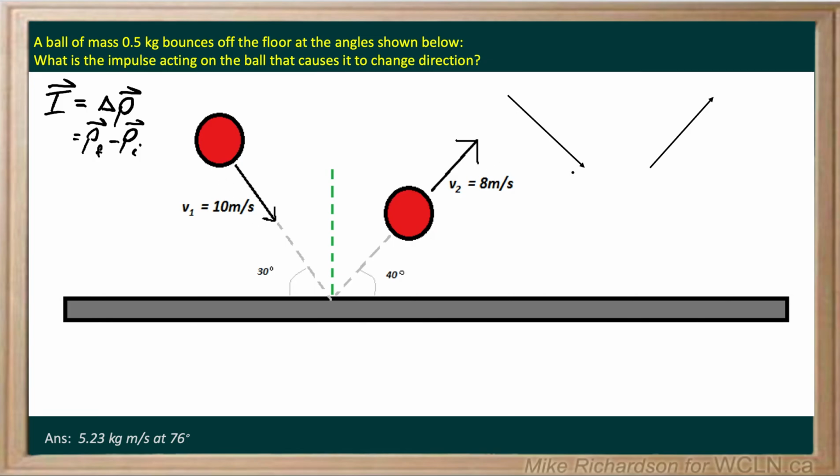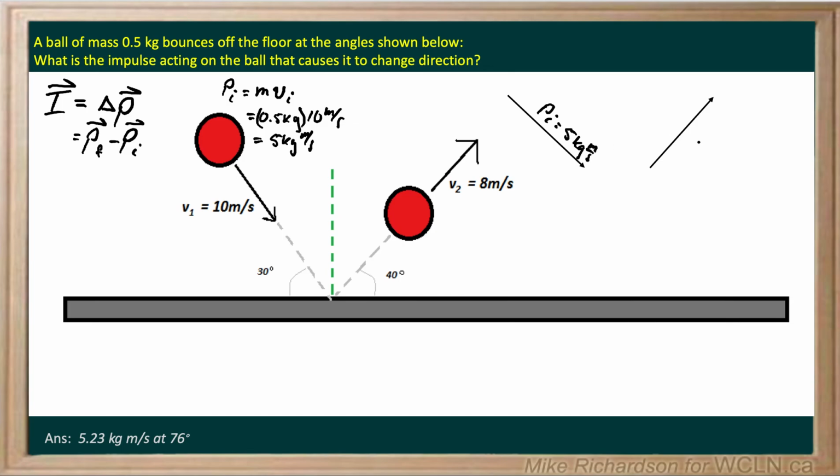So I've drawn these arrows on the right-hand side here to represent our momentum vectors. So initially, we've got a 0.5 kilogram ball moving at 10 meters per second. So P initial, I just go mass times velocity initial, and I end up getting 0.5 kilograms times 10 meters per second. And that gives me an initial momentum of 5 kilogram meters per second. So this initial momentum right here, P initial, is 5 kilogram meters per second.